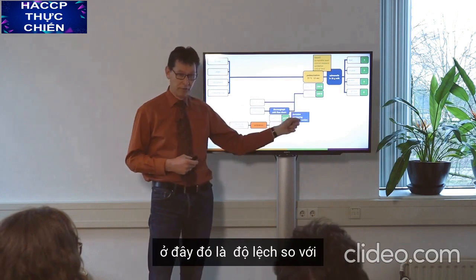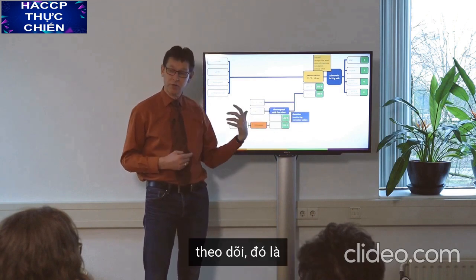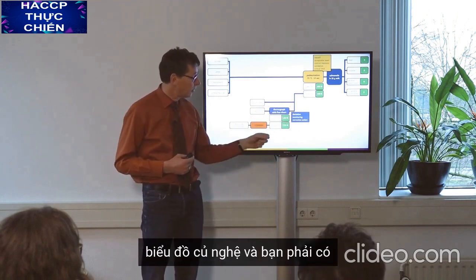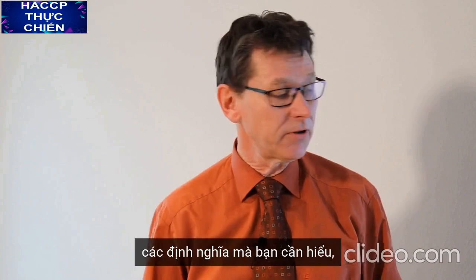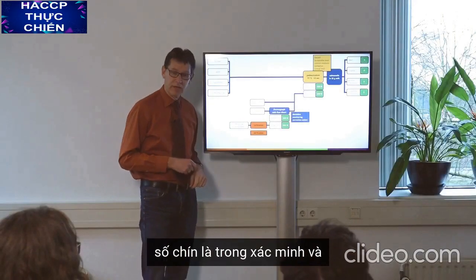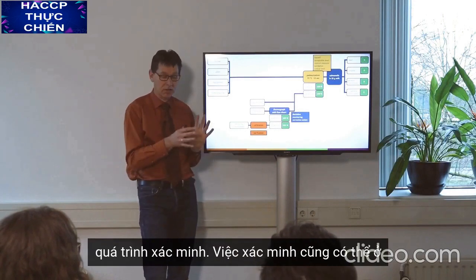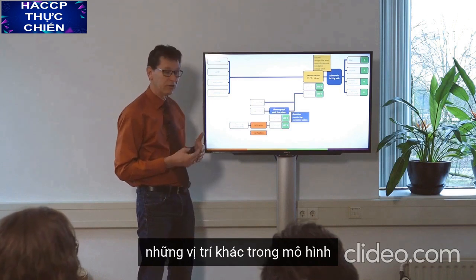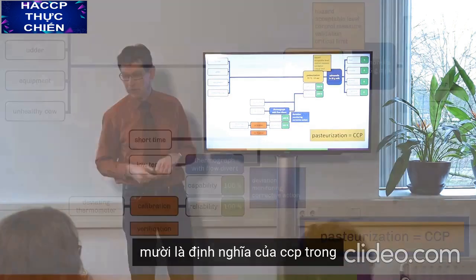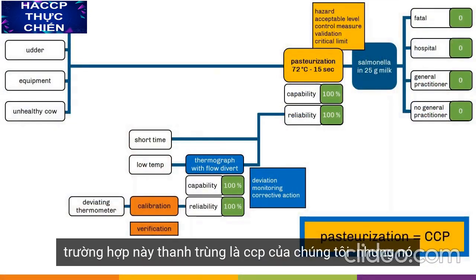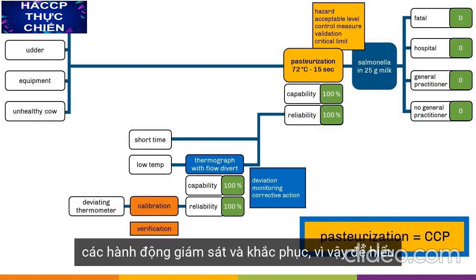3 other definitions are over here. That's the deviation from the critical limit. You need to have monitoring, which is the thermograph, and you have to have a corrective action, which is the flow divert. So here are 8 of the definitions that you need to understand. Number 9 is verification, and calibration can be seen as a part of verification. Verification can be in other places in the model as well, but one important place is over here. So that's number 9, and number 10 is the definition of a CCP, and in this case pasteurization is our CCP. But it can only be a CCP when we can apply monitoring and corrective actions.